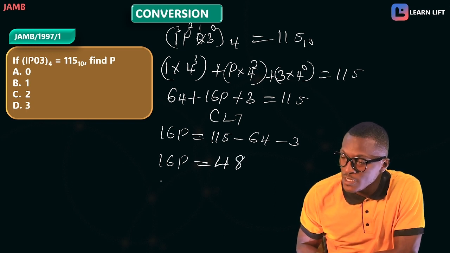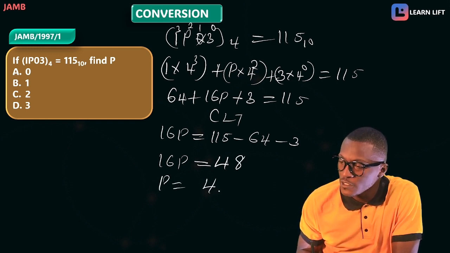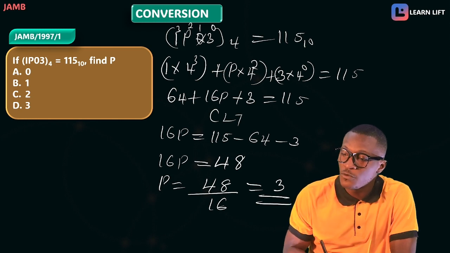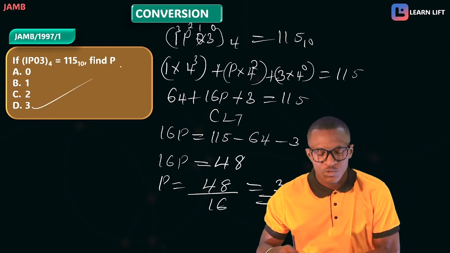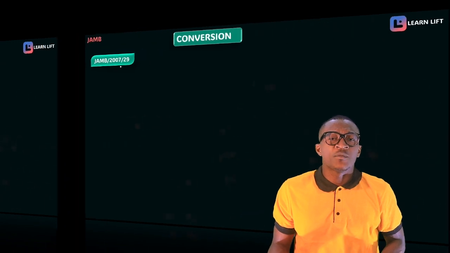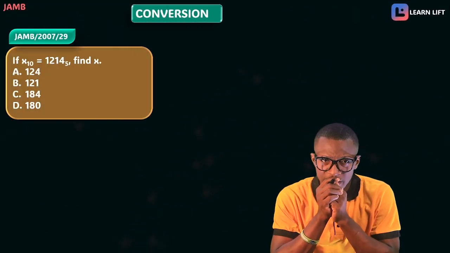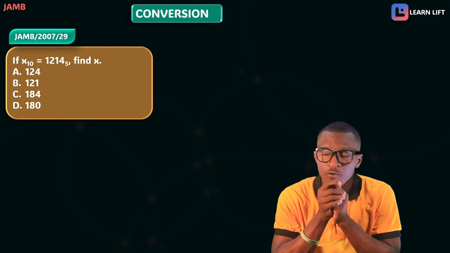So what does p become now? p now becomes 48 divided by 16, which will be equal to what? 3. Do you understand that? So our p automatically becomes 3. If you check that very well, that becomes our what? Option D. Very simple. Let's take the next question. JAMB 2007 question 29. If x base 10 is equal to 121 base 4, find the value of x.